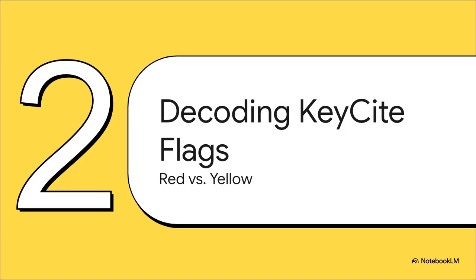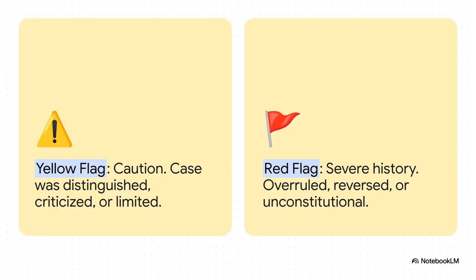Section 2. Decoding KeyCite flags, red versus yellow. Let's see what these warning signals actually mean for our research. Okay, on Westlaw, you're primarily dealing with two major indicators. A yellow flag is your caution signal. It basically means the case has some negative history, but it hasn't been completely thrown out. It might have been distinguished, maybe criticized, or limited. A red flag, on the other hand, is a hard stop. It means severe negative history.